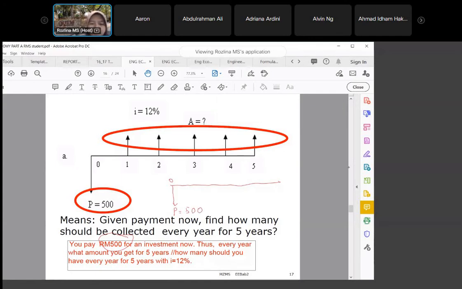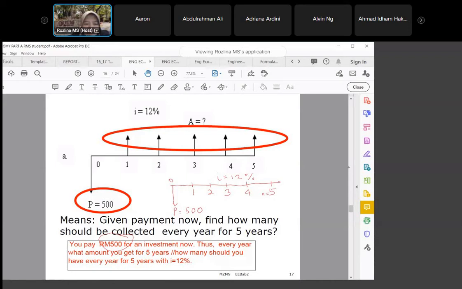Okay. Investment now, every year what amount? So you have to make the scale until 5 years. 1, 2, 3, 4, 5. So end here until 5. And then put the I above the scale. I is 12%. That is the way how you draw. Okay, so complete. Not complete yet.